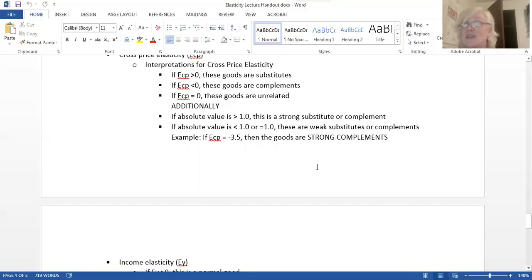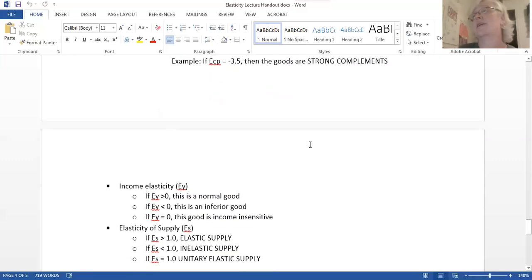So as an example, if the cross price elasticity is negative 3.5, what you would report is the goods are strong because the absolute value is greater than 1, 3.5 is greater than 1, and they're complements because the sign is negative. It's negative, so they're complements. So you would report strong complements and you would get all the points on that question.